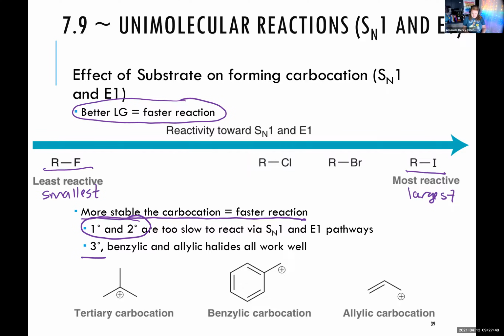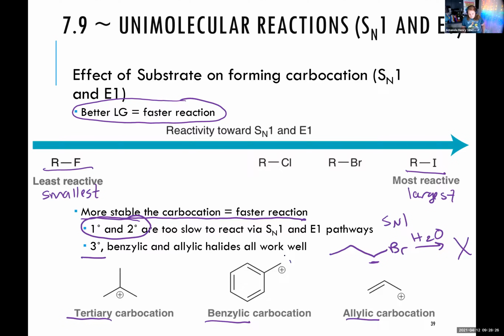Tertiary, so 3 carbons attached to our carbocation, benzylic and allylic are all going to be stable enough carbocations that this reaction can form. So if we tried to do an Sn1 reaction like this, the answer would be no reaction, because if we lose that leaving group, we would form a primary carbocation. That's not going to happen. No primary and no secondary. They're just not stable enough. But tertiary, benzylic, and allylic.